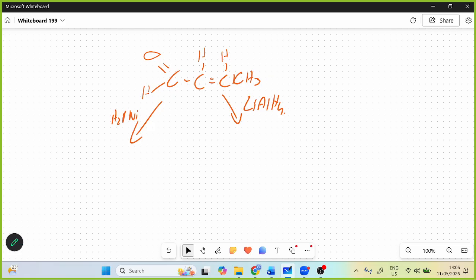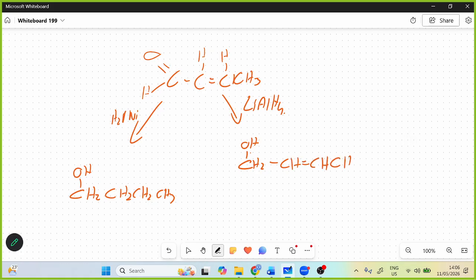With H2 and Ni, all the double bonds are going to be reacted. With LiAlH4, only carbonyls are reacted. So this becomes an alcohol, but it still remains an alkene. This happens because LiAlH4 is actually nucleophilic. So it is a nucleophile and will only reduce anything that is positive, whereas C=C requires an electrophile.